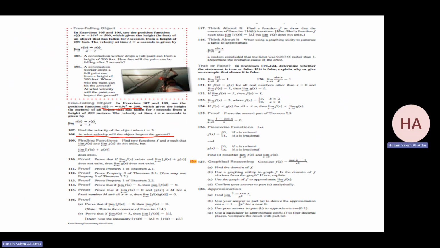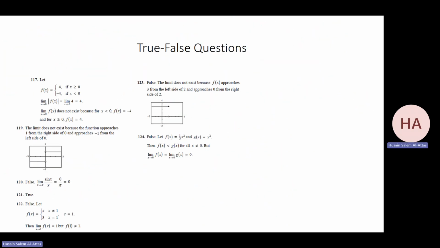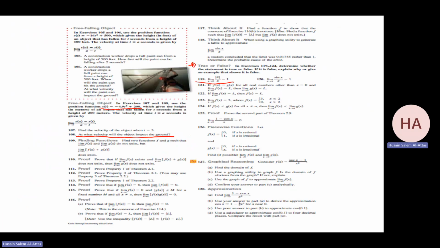Now 119 to 124, the true false problems. True false problems. 119, this limit, is it true? Is equal to 1. No, I started at 117. I don't know.